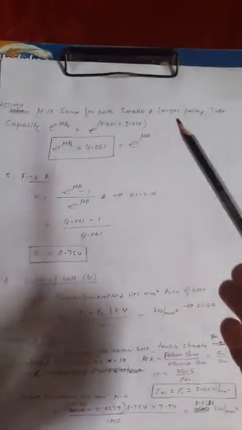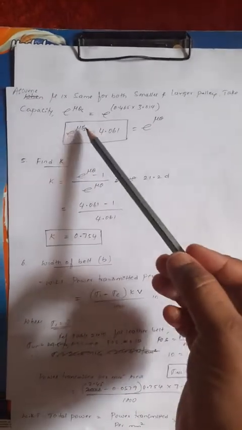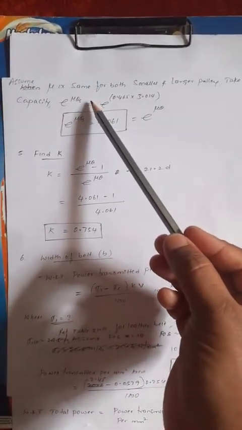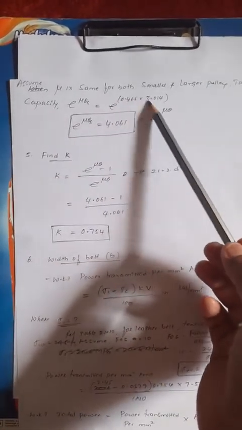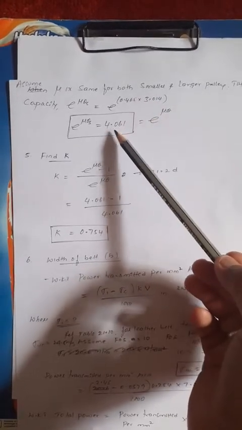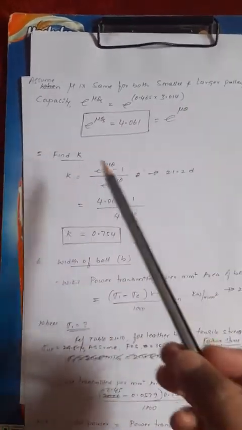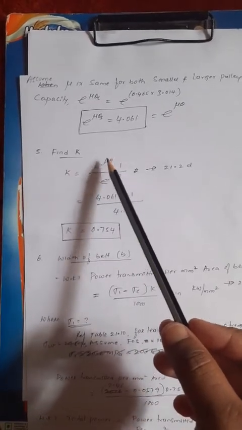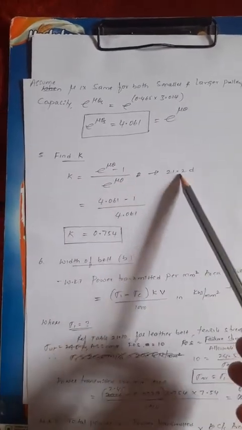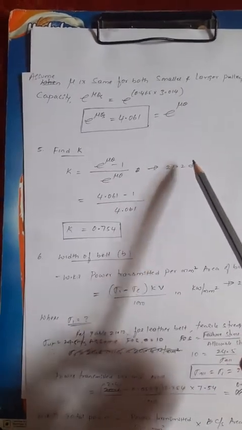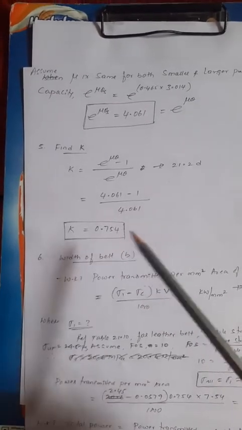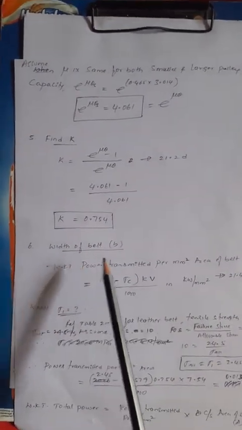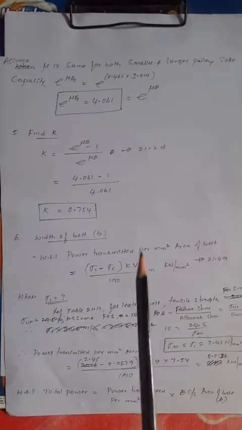Now back substitute, assume the mu value is same for smaller and larger pulley, take the capacity e power of mu theta is equal to e power of mu theta s, right? In substitute mu already we know, theta s also we know, calculate and substitute, you'll get this is the capacity. Then you find the k value, already we know the e power of mu theta. Then substitute, refer the equation 21.12d, below that equation we have this formula. And then k value got 0.754.